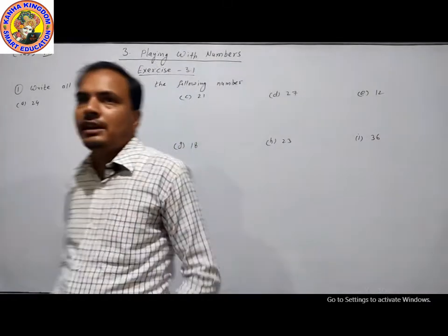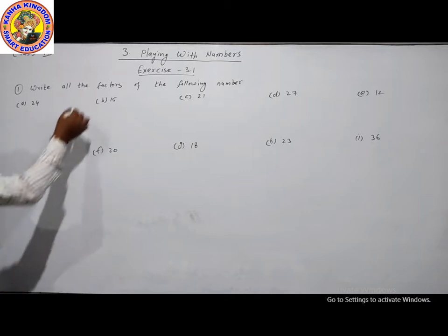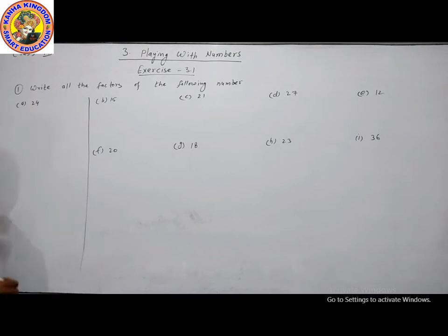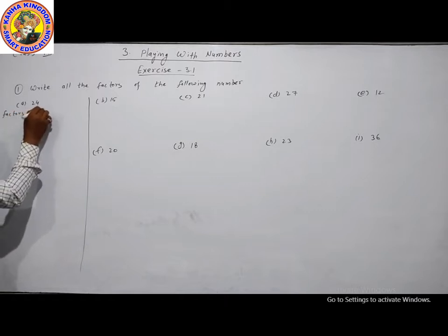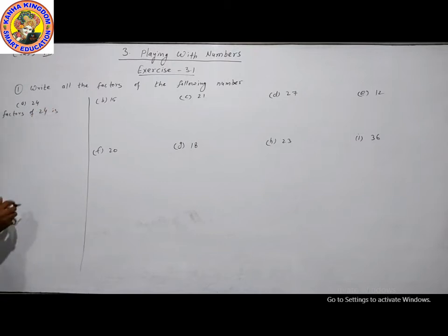Our first question in exercise 3.1 is: write all the factors of the following numbers. Question number one is the factors of 24. Factors of 24 is, now first of all, 1 is a factor of every number.